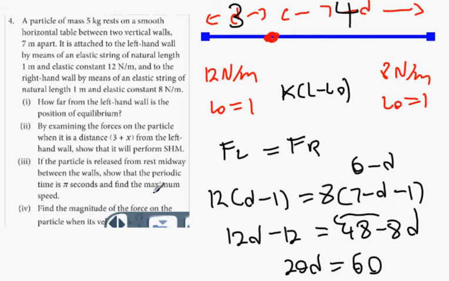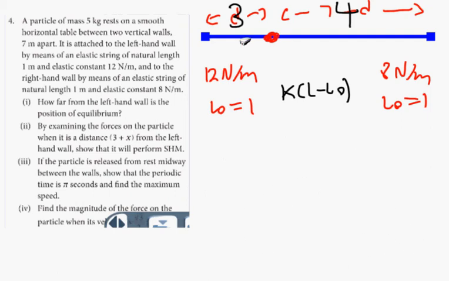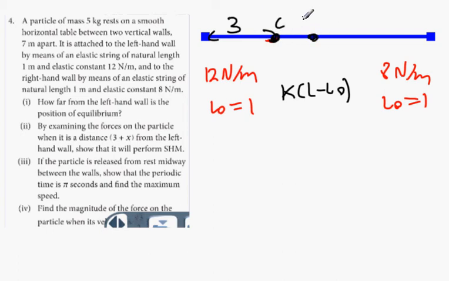By examining the force on the particle when it is a distance 3 plus x from the left-hand wall, show that it will perform simple harmonic motion. Okay, so we know that the equilibrium distance is 3. But the particle is now 3 plus x away from the left-hand wall, so we have to add on a distance x. We know that this was 4 at equilibrium, but now it's missing a distance x, so that one will be 4 minus x. So the total length of the string attached to the right wall is 4 minus x, while the total length of the string attached to the left wall is 3 plus x.